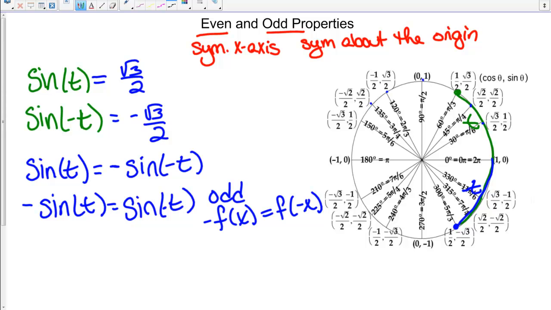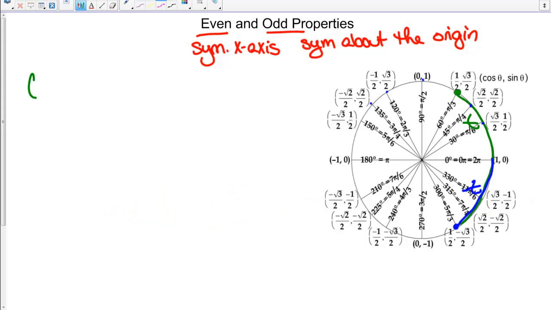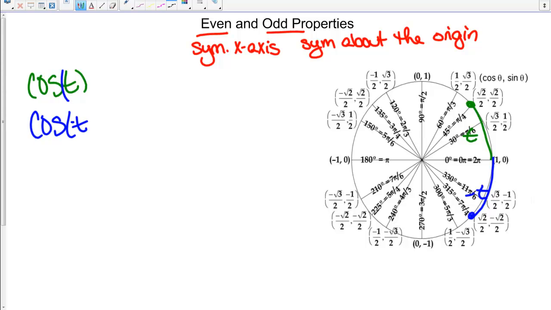Next, let's talk about cosine of an angle t. So if we go around t, and then we go around negative t, let's say that t is pi over 4. So we get square root of 2 over 2 for cosine of t, and for negative t we also get square root of 2 over 2.